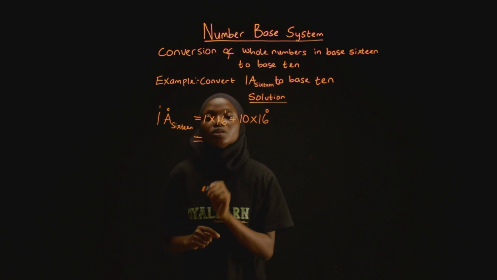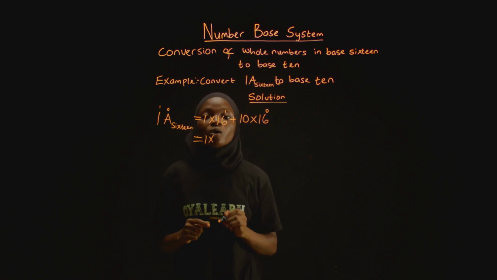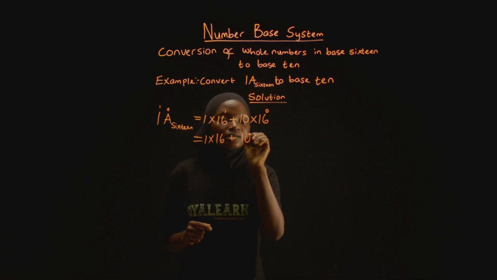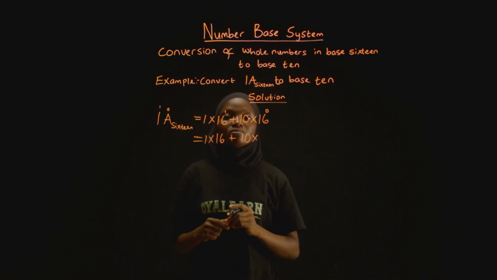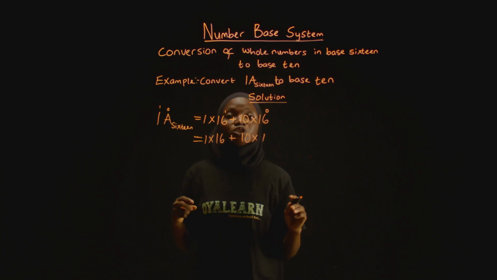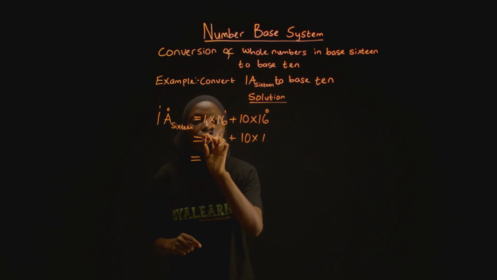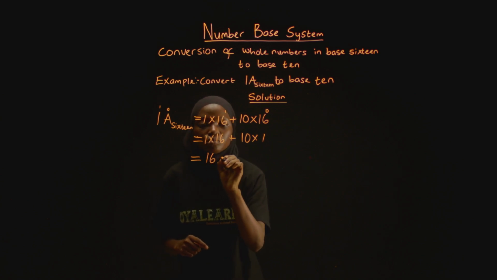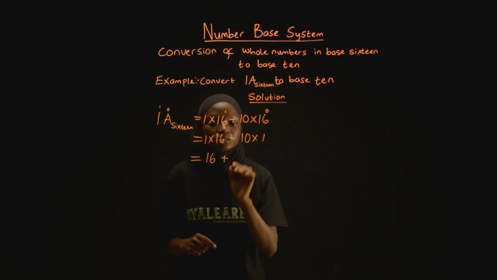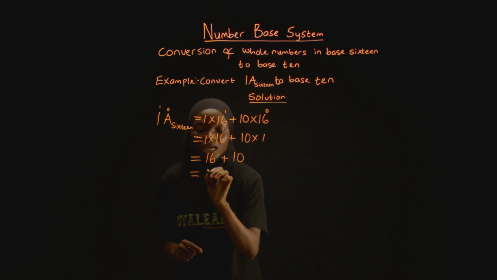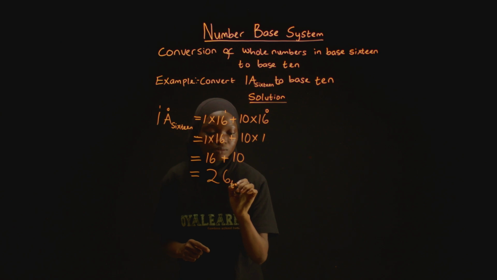So we simplify further. 1 multiplied by 16 raised to the power 1 is 16, plus 10 times 16 raised to the power of 0 is 1, because any number raised to the power of 0 gives us 1. 1 multiplied by 16 is 16, plus 10 multiplied by 1 is 10. Then we add up 16 plus 10, that gives us 26 base 10.